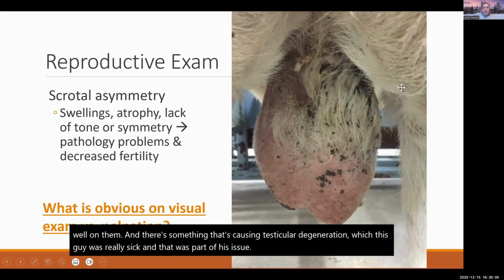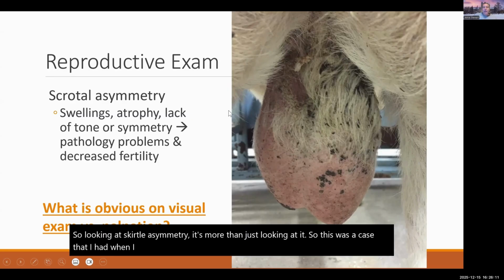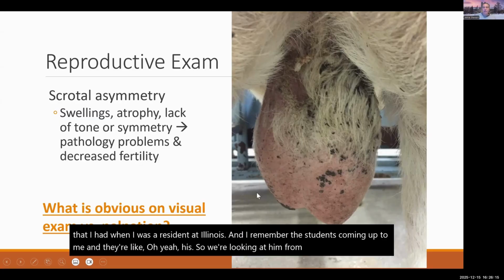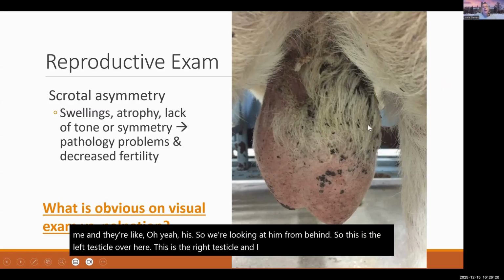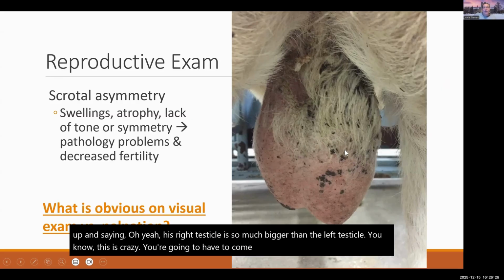So looking at scrotal asymmetry, it's more than just looking at it. This was a case that I had when I was a resident at Illinois. I remember the students coming up to me and saying, oh yeah, so we're looking at him from behind. This is the left testicle over here. This is the right testicle. And they said, his right testicle is so much bigger than the left testicle. This is crazy. You're going to have to come feel. And so I come feel, and what I found was completely different from what they found.